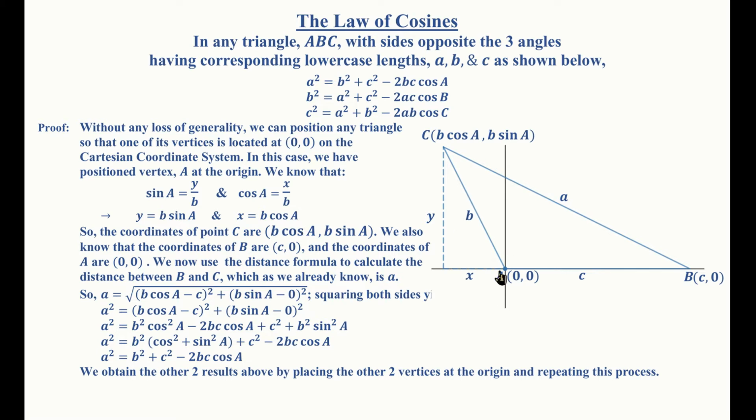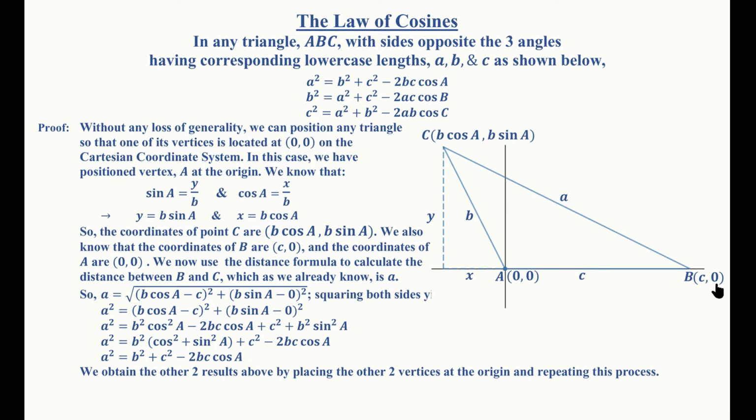Now we know that the coordinates here are 0, 0 because that's where we place the triangle, right? We intentionally positioned it so that one of the vertices is at the origin. And of course, if this is the side c, that means this length from here to here is c, so this point will just be c, 0.